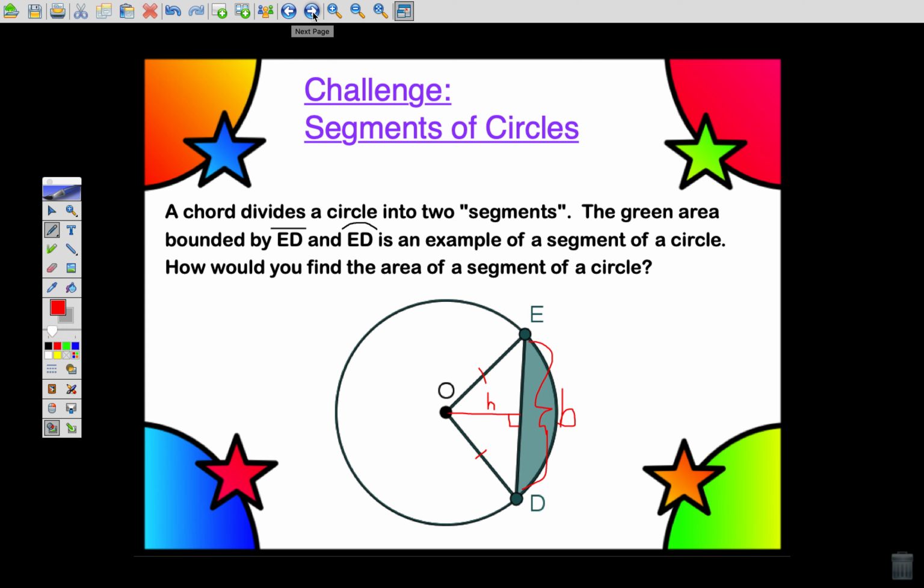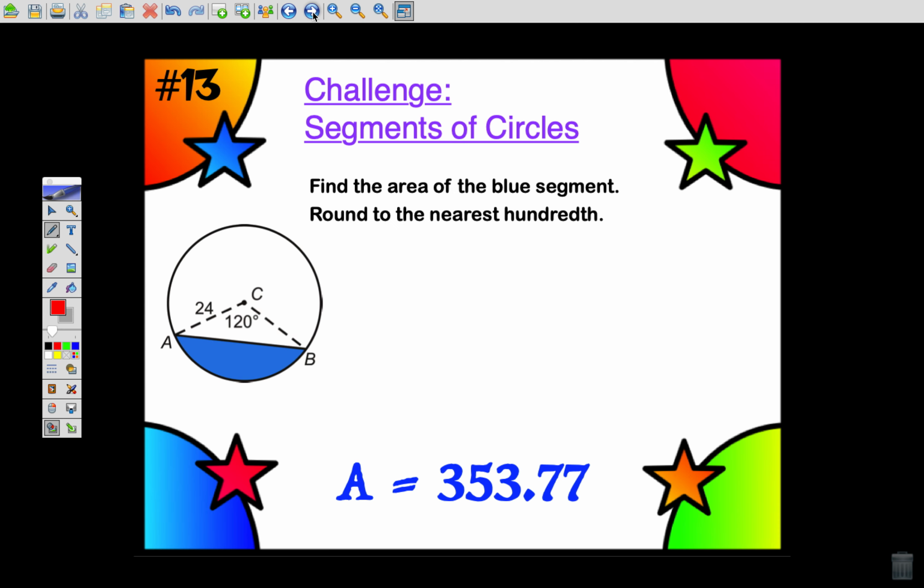And then on these next few examples, the answer is already uncovered. So I would strongly encourage you to take some time, grab some scratch paper, and just work it out to make sure you get the same answers I do. All right, so if that's a 120-degree angle and this is 24, the area of this blue part is 353.77.